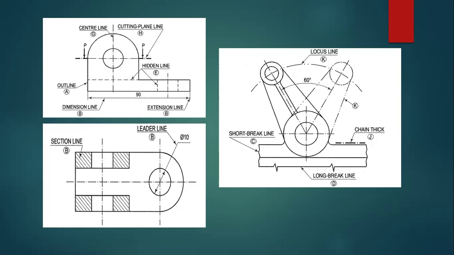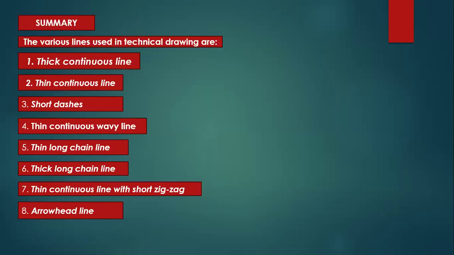So let's move on to the summary. In summary, the various lines used in technical drawing are: we have thin continuous line, we have short dashes, we have thin continuous wavy line, we have thin long chain line, then we have thick long chain line, we have thin continuous line with short zigzag, and we have arrowhead line.